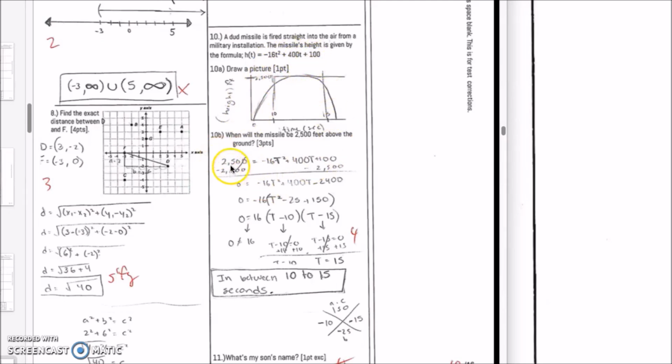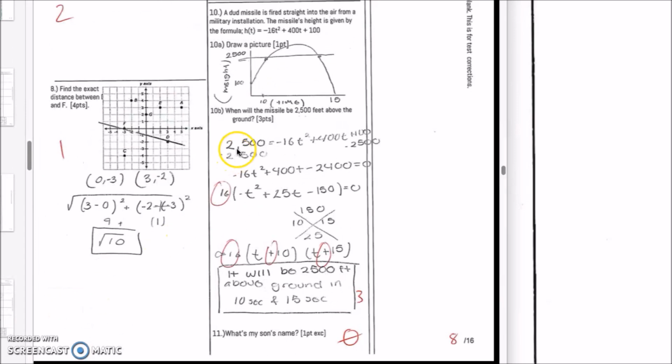So this would have been a correct setup. Subtracted it, factor out negative 16. Here you factored two numbers that multiply to be positive 150, negative 10 and negative 15. And then those add to be negative 25, zero product rule. Okay, so a lot of students got a 3, but I'll show you this one got a 4 because it's between 10 and 15 seconds. So between there, this is when the rocket is above 2,500 feet.